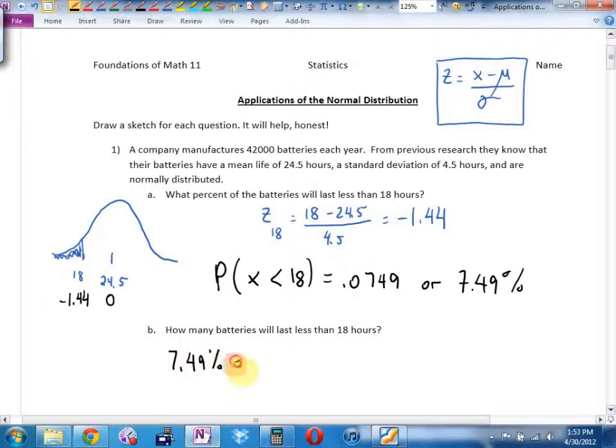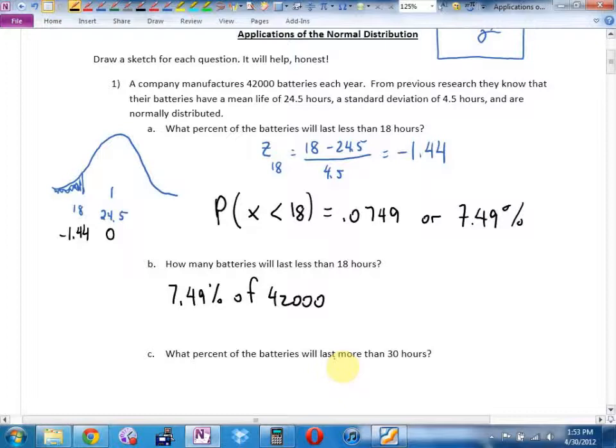7.49% of 42,000. That's what I think to myself, and since we're taking notes right now, I'll write that down. How do I find 7.49% of 42,000? Well, the first thing is I can't do any arithmetic with a percent. I've got to change it back to a decimal, which conveniently is right there for me.